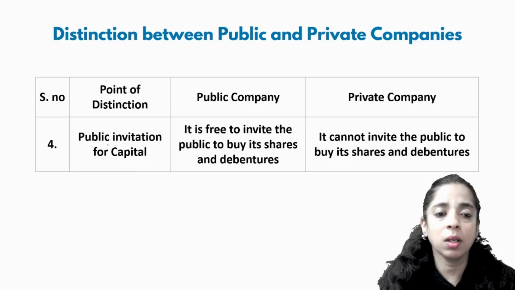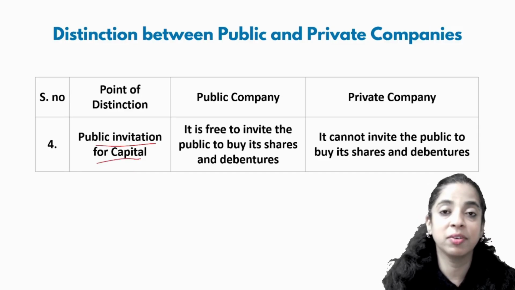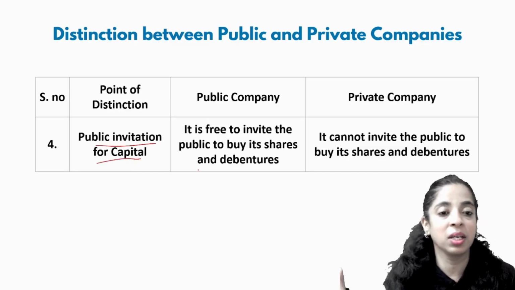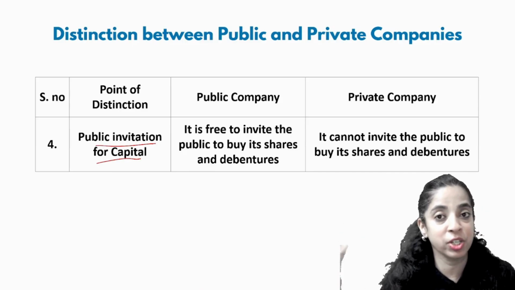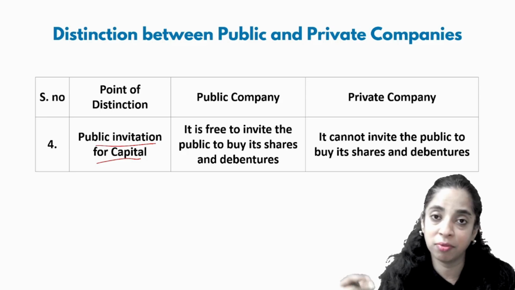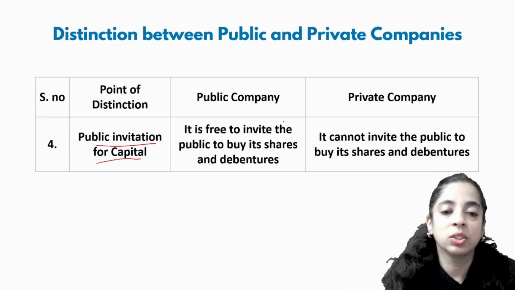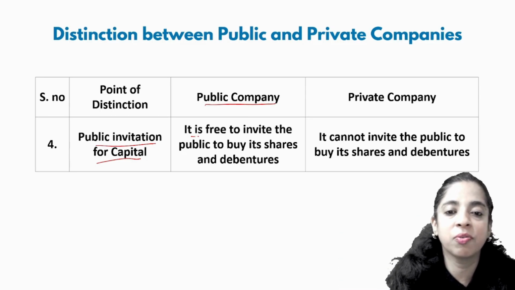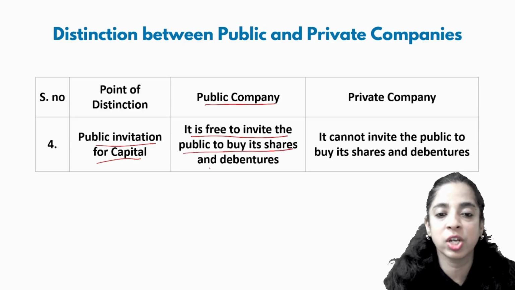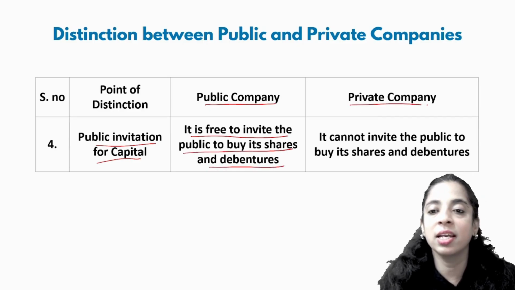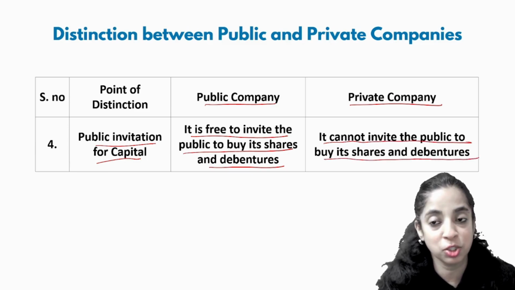Now, public invitation for capital. We know that for a big company, you need people to buy shares. So we invite the public for collecting the capital. In case of a public company, it is free to invite the public to buy its shares and debentures. Whereas a private company cannot invite the public to buy its shares and debentures.